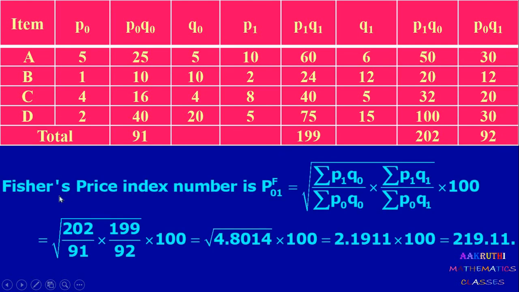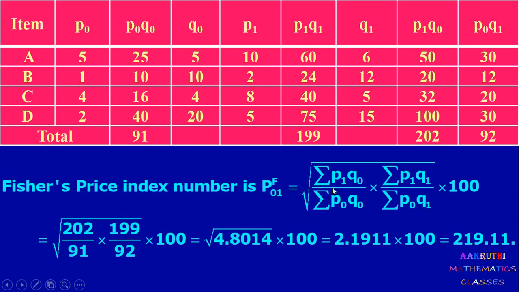So then we have to calculate Fisher's price index number. Fisher's price index number formula is square root of summation of P1 Q0 divided by summation of P0 Q0 into summation of P1 Q1 divided by summation of P0 Q1 into 100. So substituting all these values, we get root of 202 divided by 91 into 199 divided by 92 into 100. So when you simplify this, we get root of 4.8014 into 100. So it is 2.1911 into 100. So it is 219.11. Therefore, Fisher's price index number is 219.11.